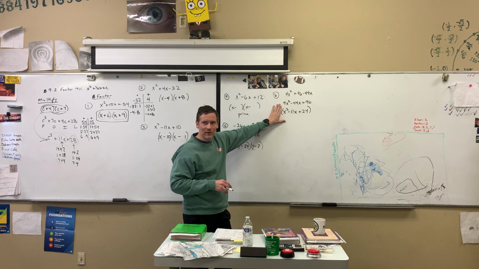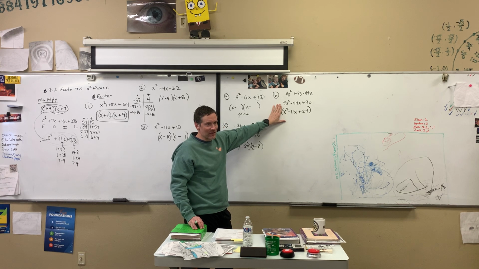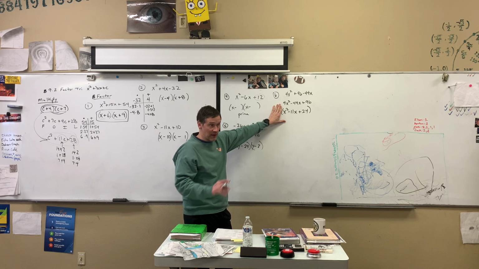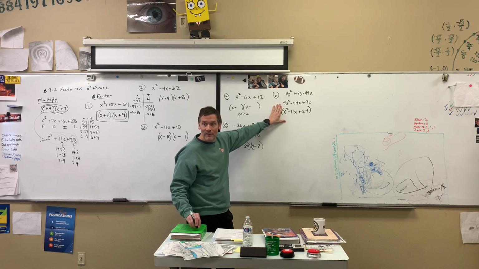So, what's an easy one to try? 24 and 1. Does that get you to 11? No. 2 and 12? No, because that's either going to get you to 10 or it's going to get you to 14, depending on what you're adding and subtracting. So not 2 and 12. 6 and 4. Will 6 and 4 get you to 11? No, but that is factors of 24.